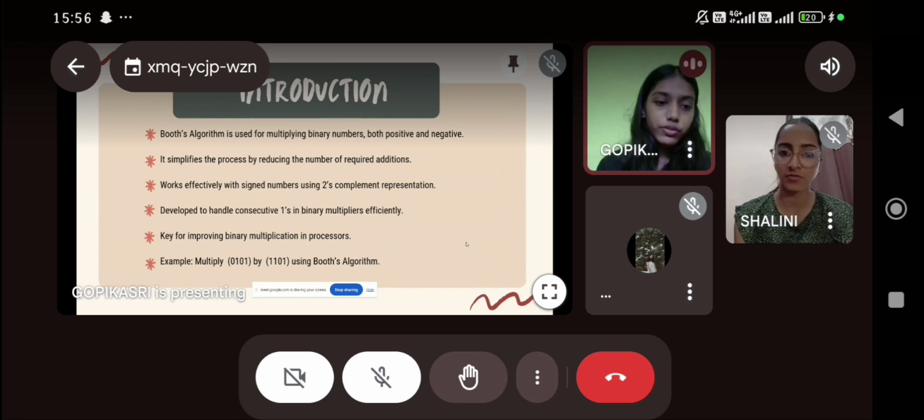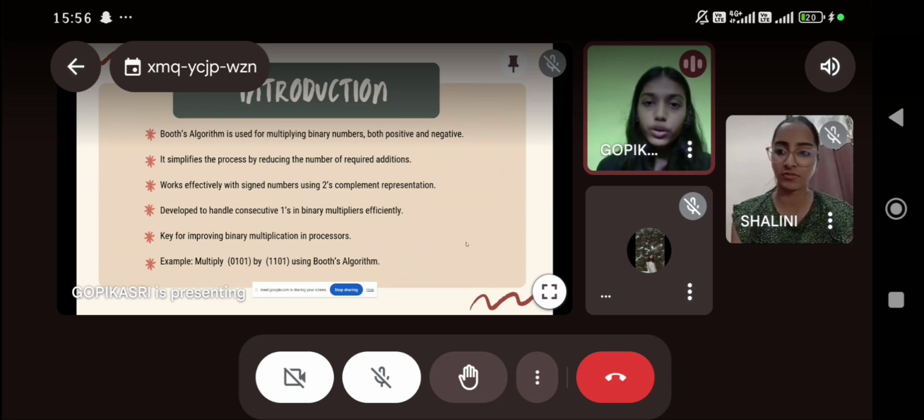Let me give a quick introduction about what Booth algorithm is. Booth algorithm is a method for multiplying binary numbers, whether positive or negative. It streamlines the multiplication process by decreasing the number of additions. The algorithm works well with signed as well as unsigned numbers using 2's complement representation, making it efficient for handling sequences of consecutive ones in the multiplier. This approach is particularly useful in enhancing the speed of binary multiplication in computer processors.